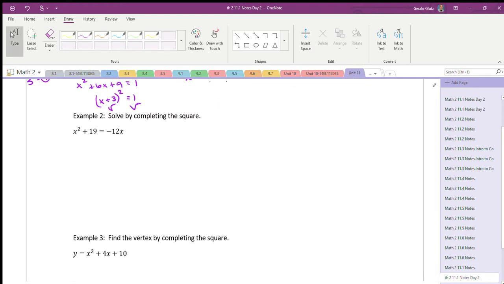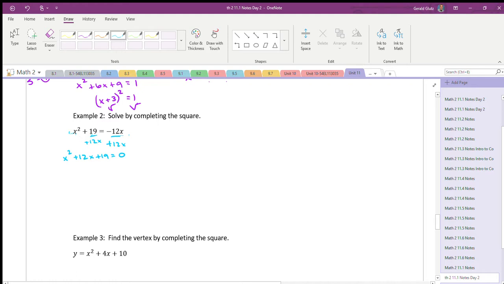Example 2, so again we're solving by completing the square. So this one's a little bit different. So we start with the c value on the left and the b value on the right. So we need to flip those, we need to reverse that, because we want the x squared and the x to both be on the left side, and we want the c to be on the right side. So first thing I'll do is add 12x to both sides. So x squared plus 12x plus 19 is equal to 0. So now it looks a little bit more familiar.